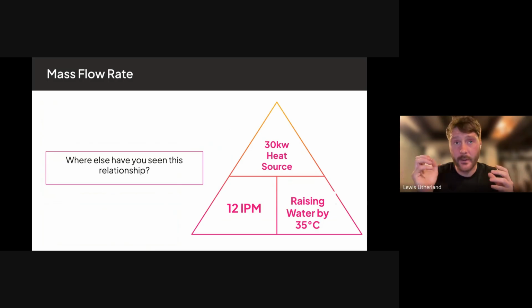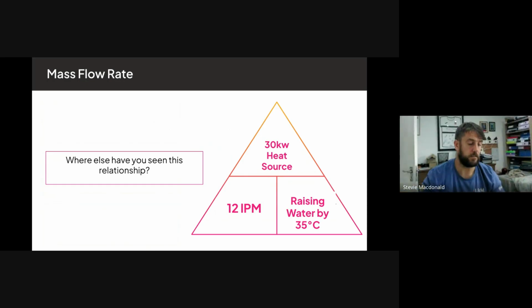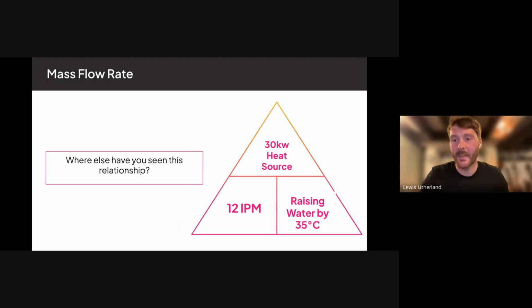Anyone have any idea, once you look at them numbers, where have you seen this relationship before? 12 liters per minute, you're raising water by 35 degrees and you've roughly got around a 30 kilowatt heat source. What is that explaining? Has anyone ever come across that in the real world? Stevie? That's a similar example for a combi boiler. Nice. For your 10 degrees water coming in, 35-degree rise. Brilliant, mate. It is.